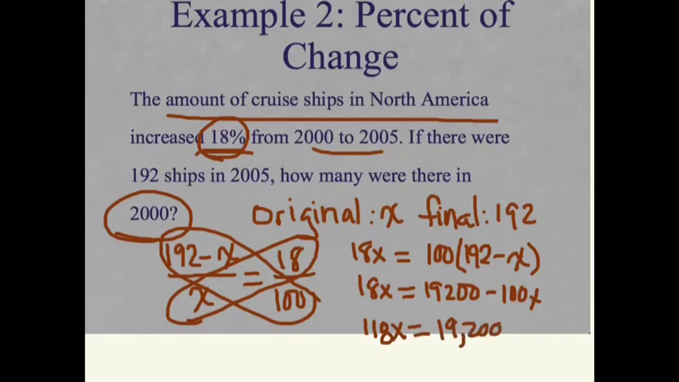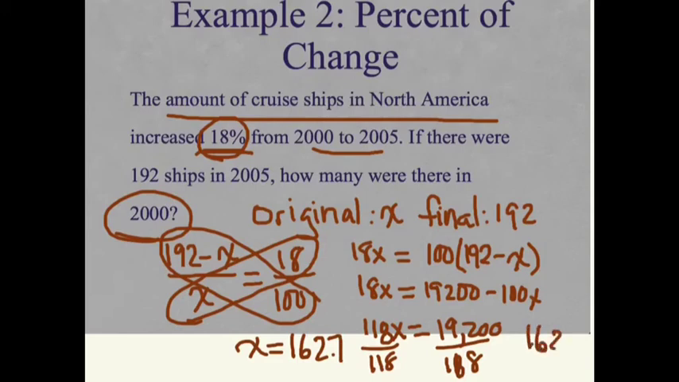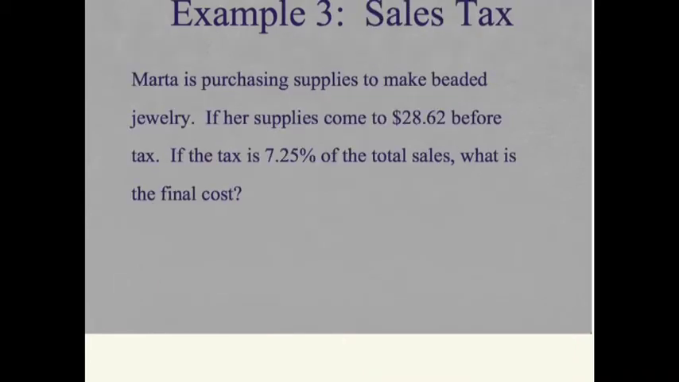And with a little bit of division, I'm going to get that my answer will be, let's see, 118x is equal to 162.7. And I'm going to just round it down to 162 as the answer, because that's whole ships. So 162 ships approximately, maybe even 163, but 162 ships is what we're going to go for that we had in the year 2000.